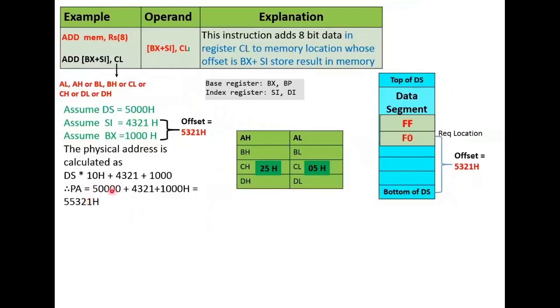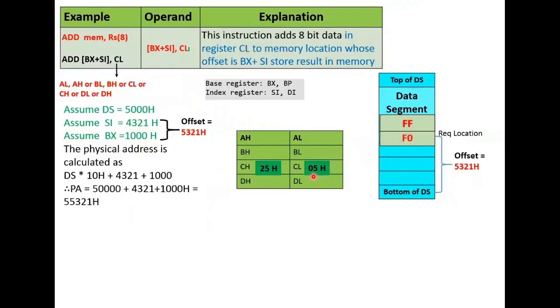Your base value is 50000, that is the base value. Then I should travel 5321 distance to reach this required memory location. Okay. In this memory location, what I have, F0 I have, okay. This F0 I am going to add with CL content.